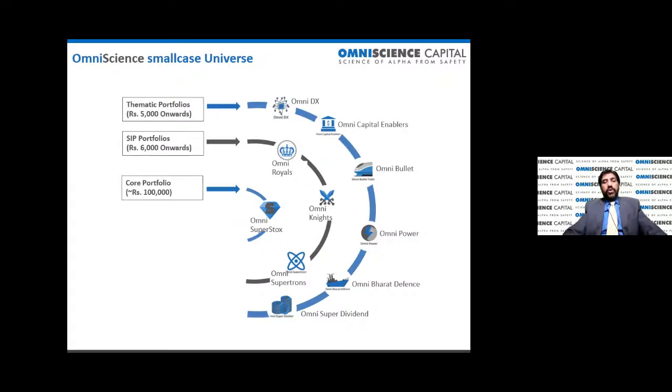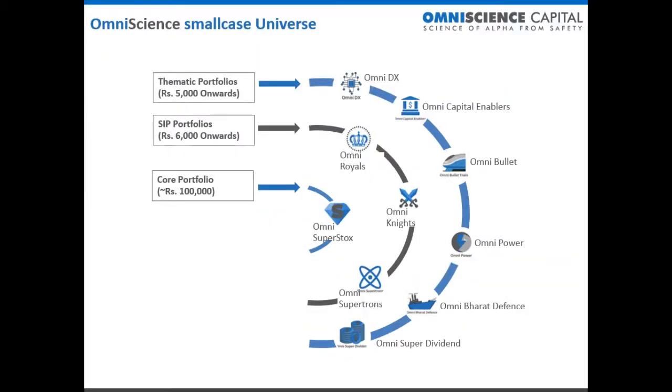We'll share the OmniScience small case universe here. And as you can see from the center, first is the core portfolio, where the minimum ticket size is roughly 1 lakh rupees. It's called Omni Super Stocks. So the core portfolio, the initial portfolio for most people, would start from there.